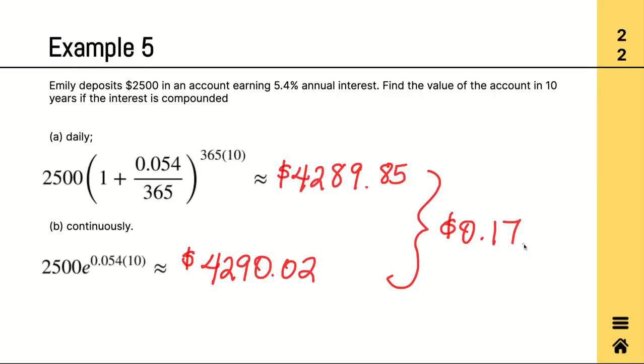So the takeaway here is, yes, as you continue to increase the number of compounds in a year, your exponential growth does get larger. However, that exponential growth does not grow without bound. It does flatten out, and it flattens out at a number that we're going to call e, which is approximately 2.718. All right, answer the question that follows, and you are done with this section. Nice going.